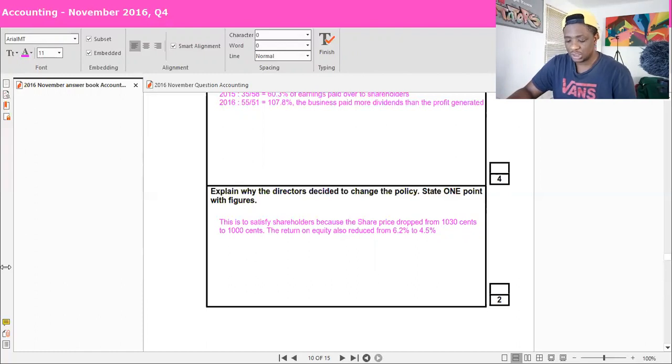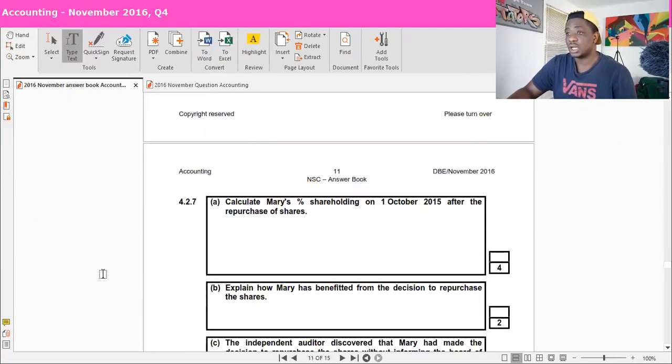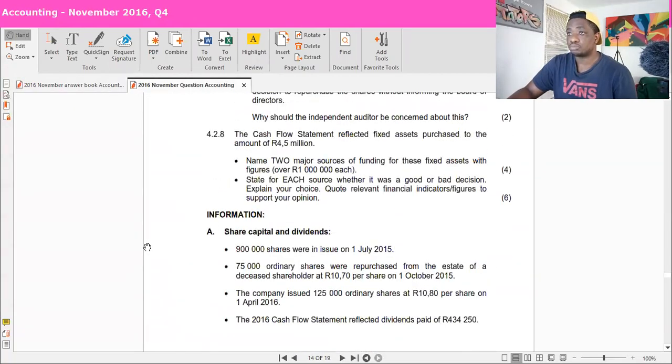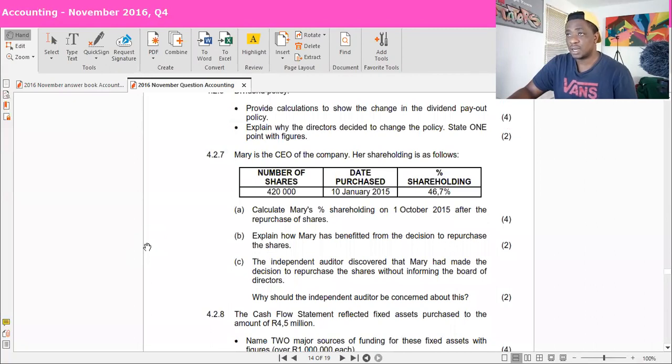And then question 4.2.7. Let's try and answer that one. So yeah, the information says Mary is the CEO of the company. Her shareholding is as follows. She owned 420,000 shares that she had purchased on the 10th of January 2015, and she's the CEO of the company. I'm going to say calculate Mary's shareholding on 1 October after the repurchase of shares.